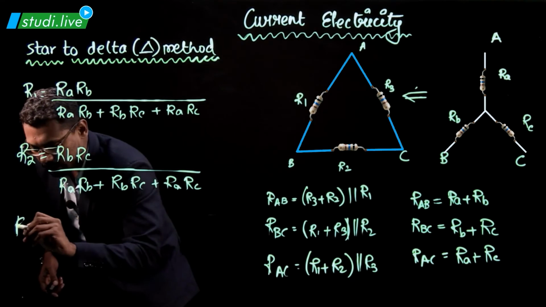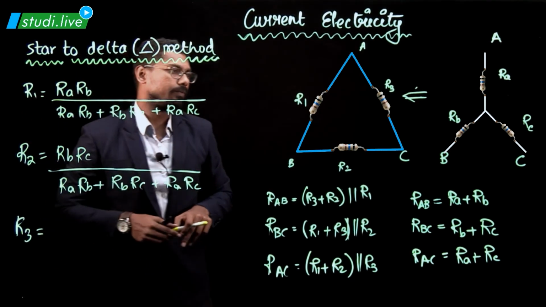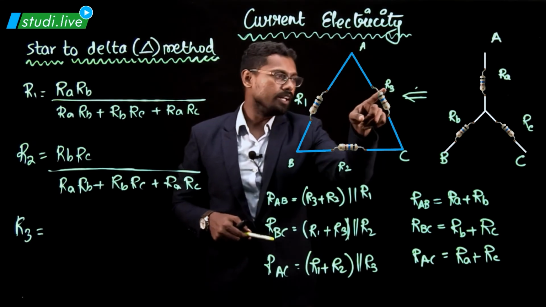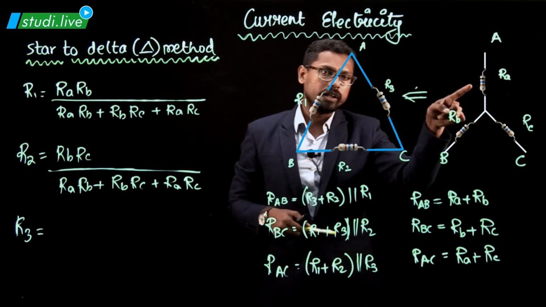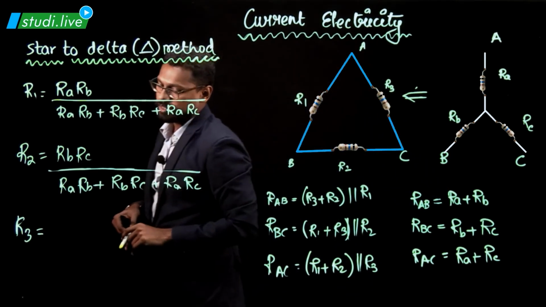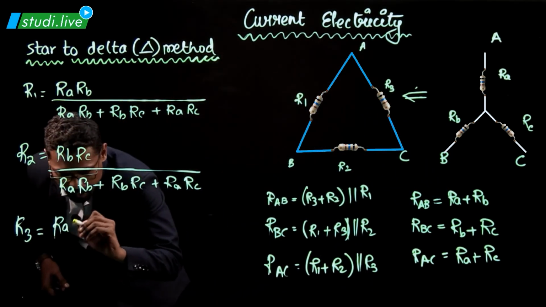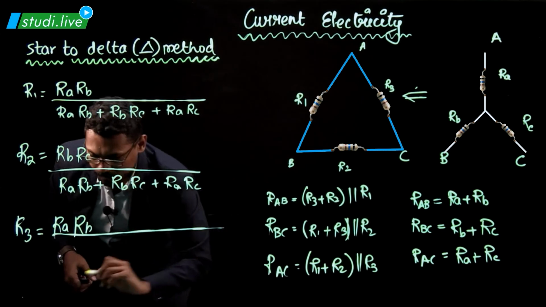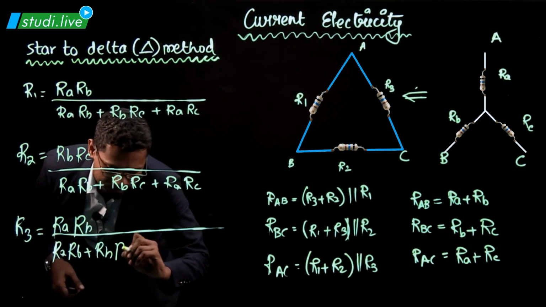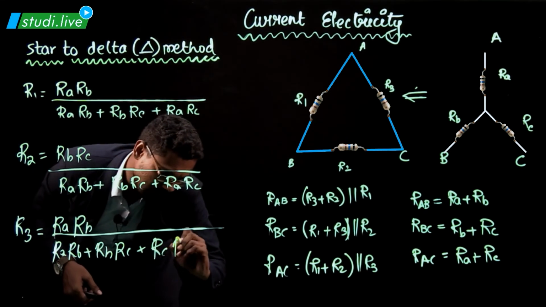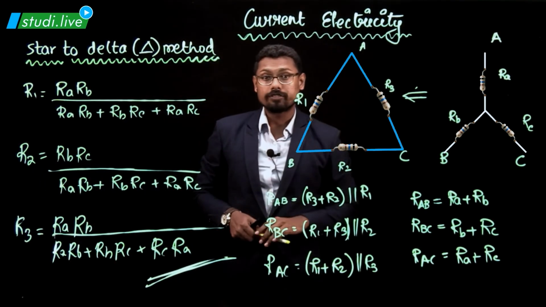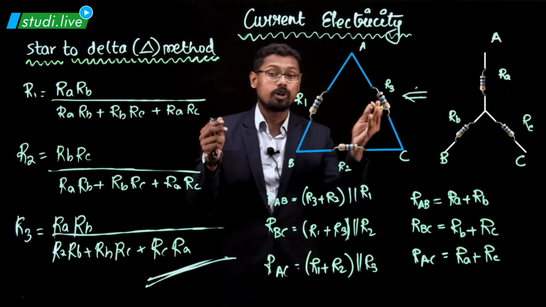What if I decide to calculate the value of R3? R3 is here, right? Can you see this R3? This R3 is located between resistance A and resistance C. So if I want to calculate R3, R3 is nothing but RA RC divided by RA RB plus RB RC plus RC RA. Simple and easy. But these sorts of connections are not easy if you do not know them.